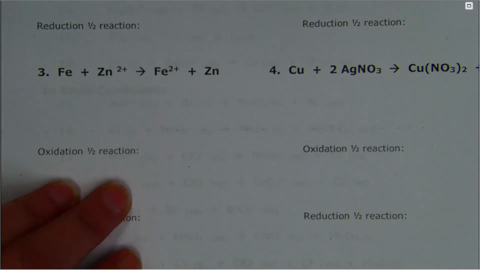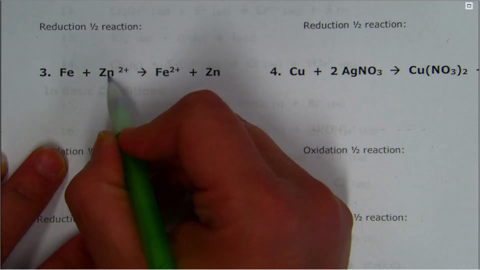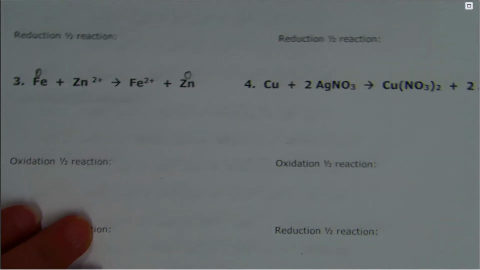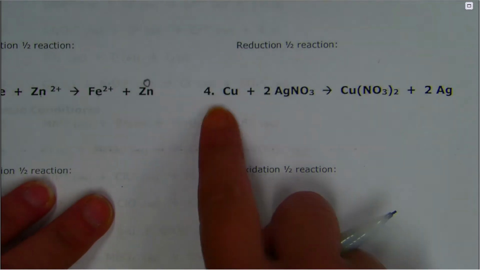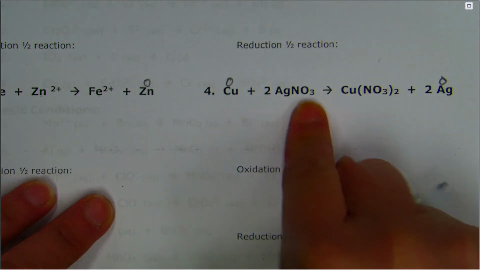Okay, let's assign oxidation numbers. All right, the oxidation number has already been shown to you in the net ionic equation. Iron is a metal by itself. Zinc is by itself, so it is a 0. And finally, copper and silver are both 0s. Now, this one's a little tricky.